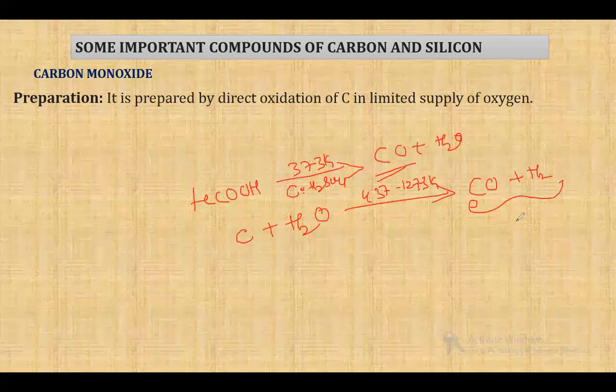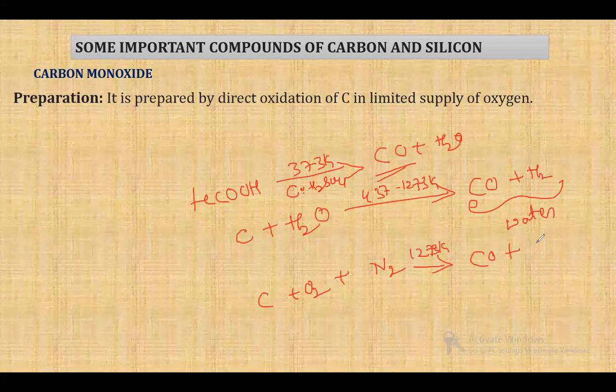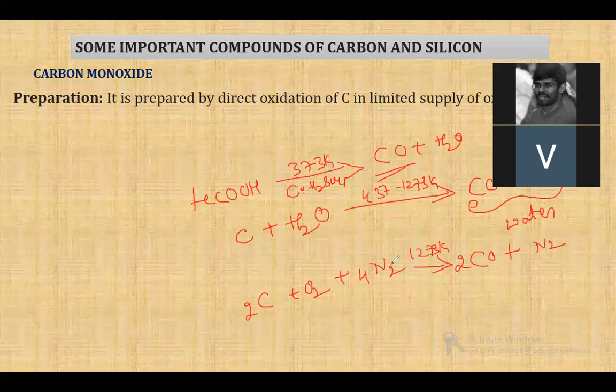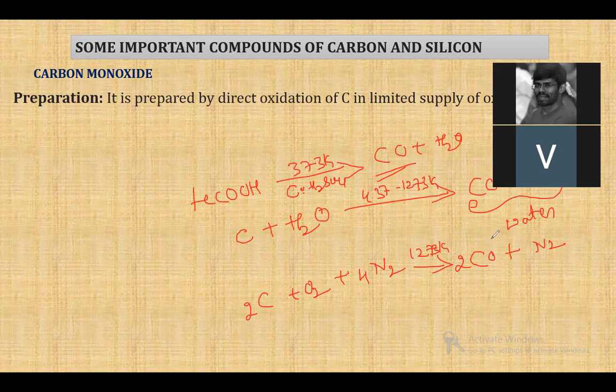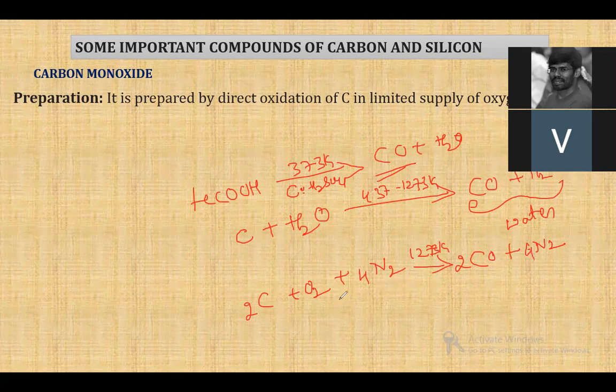You studied this in the hydrogen chapter. What is that? Water gas, or syngas, or synthesis gas. And also carbon mixed with oxygen and nitrogen at high temperature, roughly 1273 Kelvin, forms carbon monoxide CO and nitrogen gas N2. If you balance that equation, 2C plus O2 plus 4N2 gives 2CO plus 4N2. So this is the balanced equation.